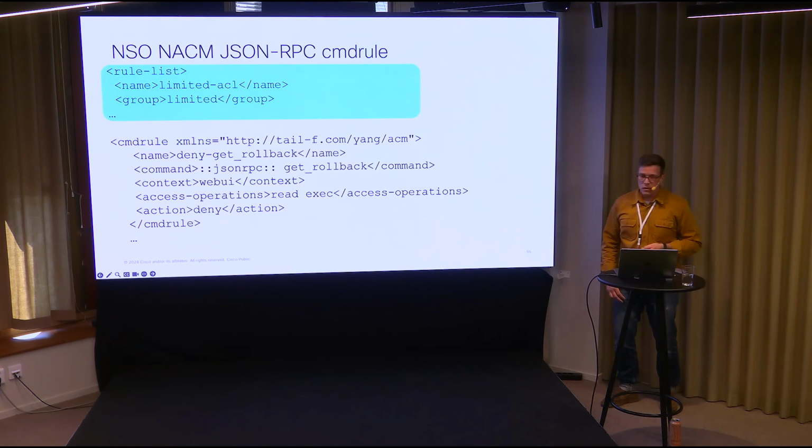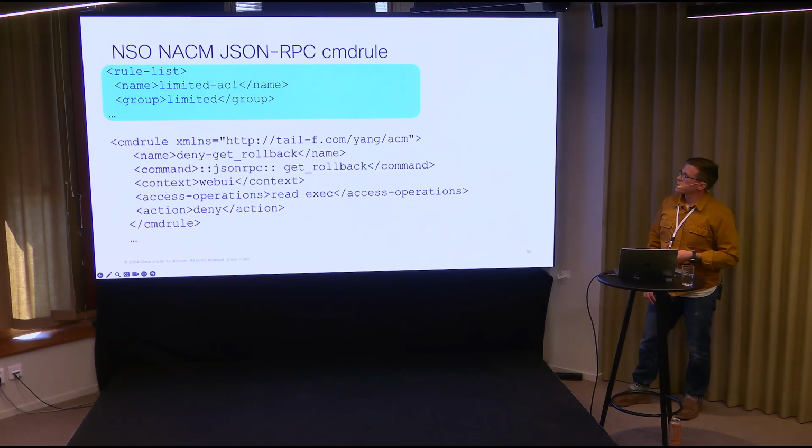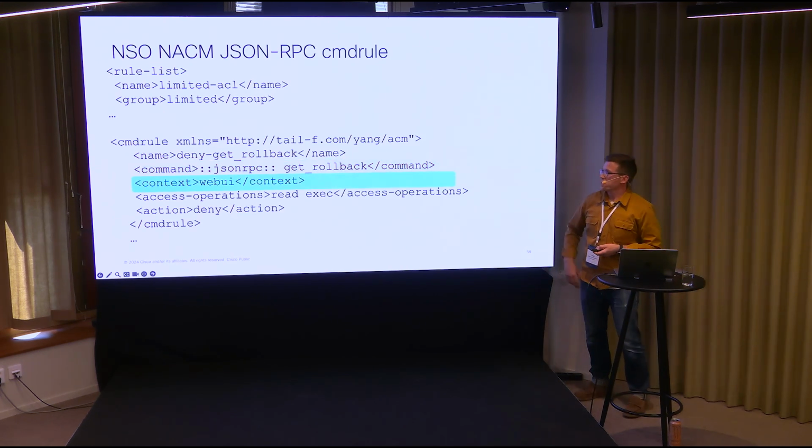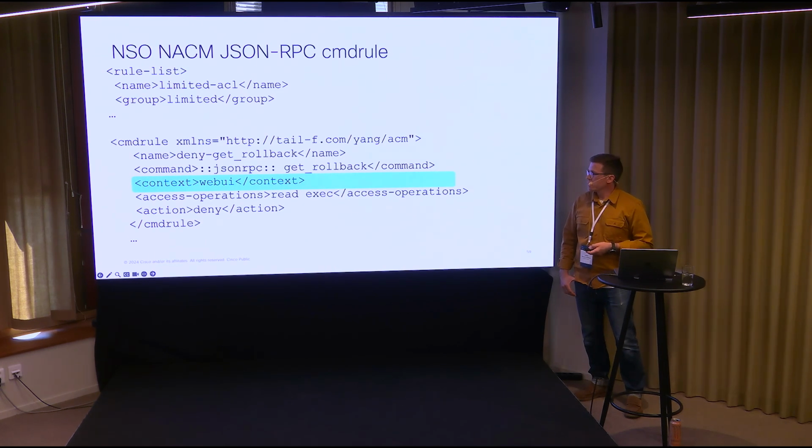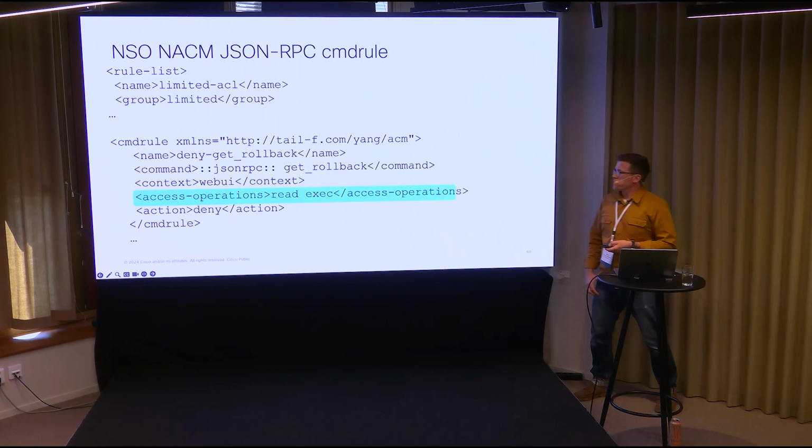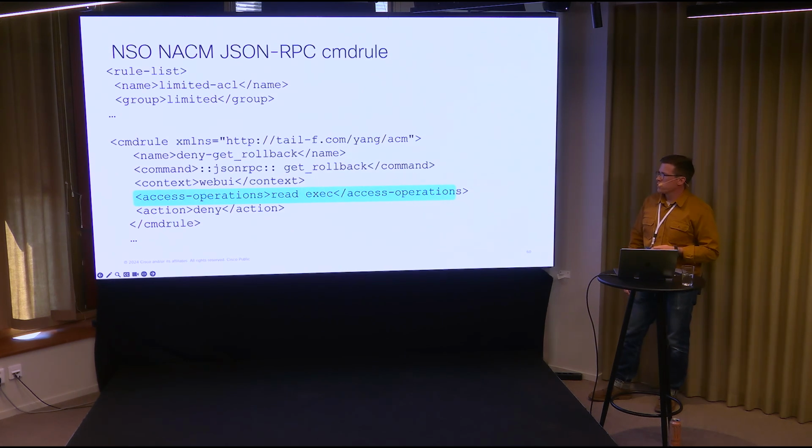Yeah, let's take a look at this one. This is a command rule example. So we deny a get rollback here. And when we use the command rule, then we're in the tailf augmentations. So we set that namespace here. The name, deny get rollback. And the command that we want to deny is the JSON RPC get rollback. And here you see the context as well. Access operations, read and exec, and we deny that.